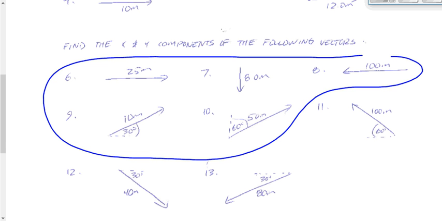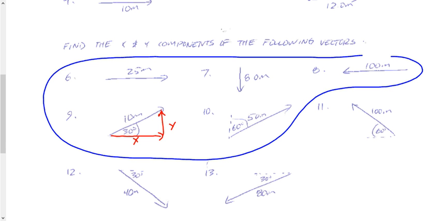Let's take a look at number 9 here. We've got our vector drawn, 10 meters at 30 degrees. Let's draw our triangle around that 30 degrees. We've got a horizontal line, we've got a vertical line like this. This would be X, this would be Y. We don't like funny angles, right? First thing you think of when you see that vector is, I don't like funny angles. So you want to get rid of it. We want to turn it into a simple X and a simple Y.